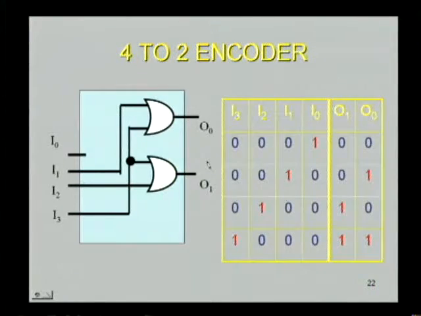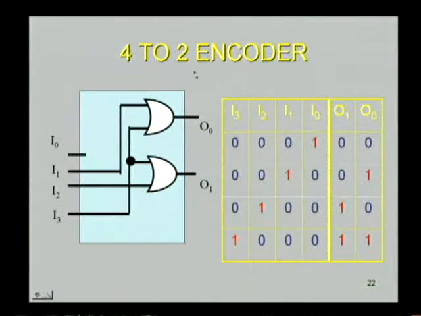Now we see a simple encoder, that is the 4 to 2 encoder. It is the inverse of the 2 to 4 decoder. This 4 to 2 encoder has 4 inputs and 2 outputs. The circuit diagram for the 4 to 2 encoder is like this. Here you can see I0 is not connected at all to any of the components. I1 is connected to the first OR gate and I2 is connected to the second OR gate, whereas I3 is connected to both the OR gates. As a result, it functions like this.